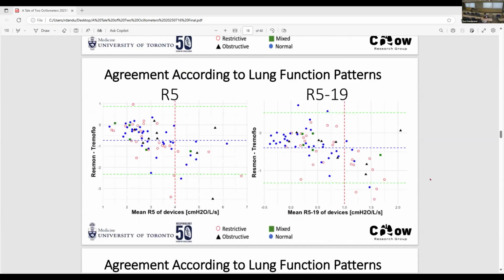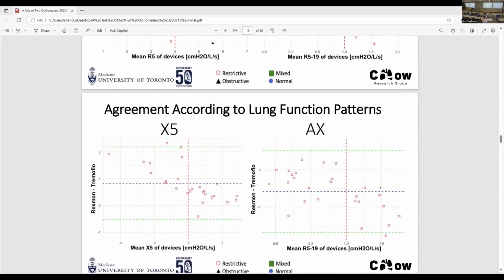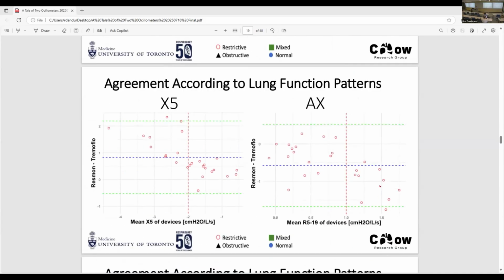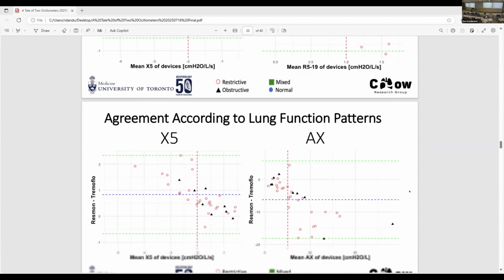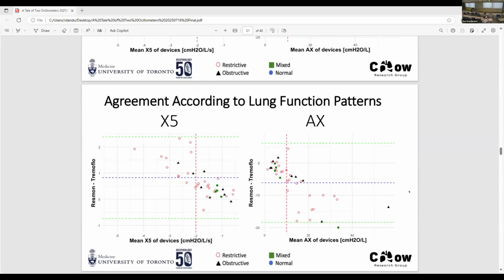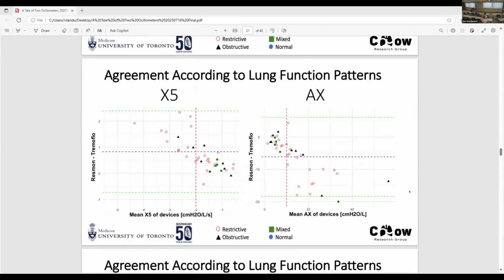When the normal lung function cohort is added, there is good agreement for most of these patients. In the X5 and AX parameters, once again, for the restrictive patients, the obstructive patients, and the mixed patients, there is not a pattern for these diseases, indicating that it's not the type of disease that causes the disagreement, but it's the severity of the disease.